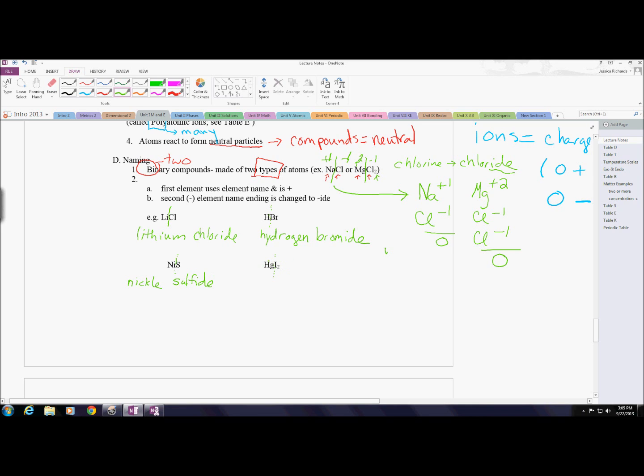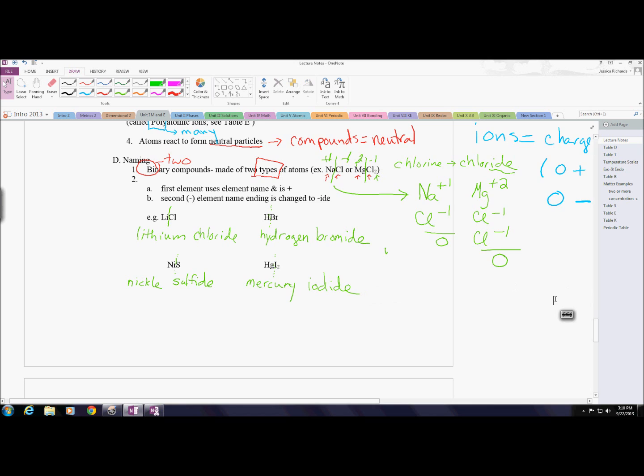Okay, last one. We have Hg and I. Hg is the first one. You're going to look that up on table S. It's mercury, so you just use the term mercury. And then I is iodine, so that will become iodide. And I have mercury iodide.